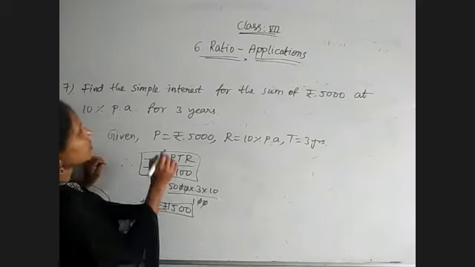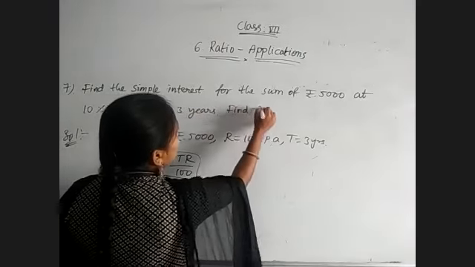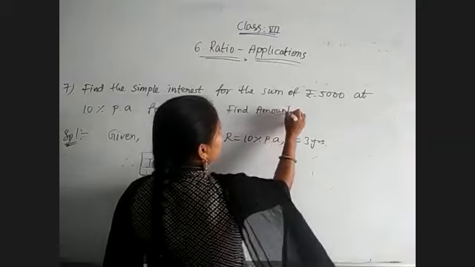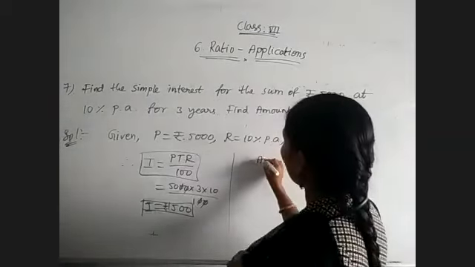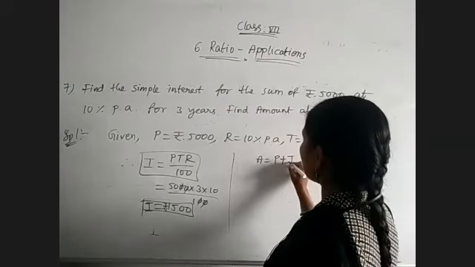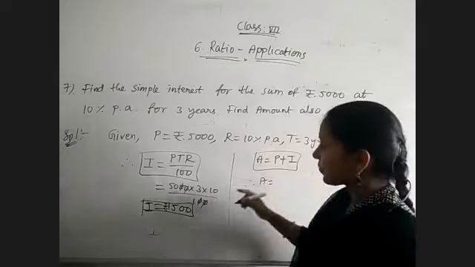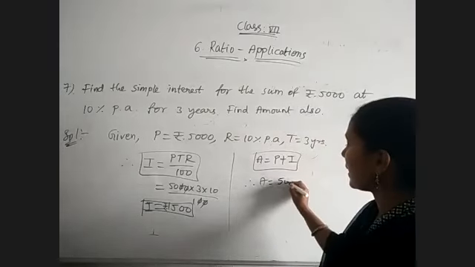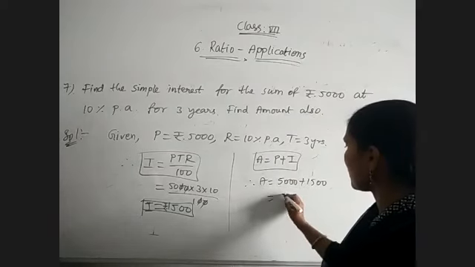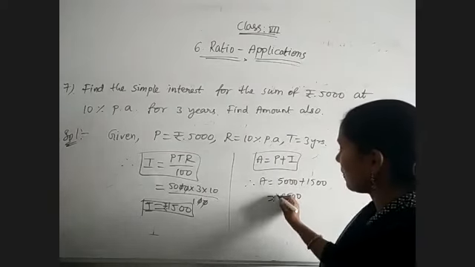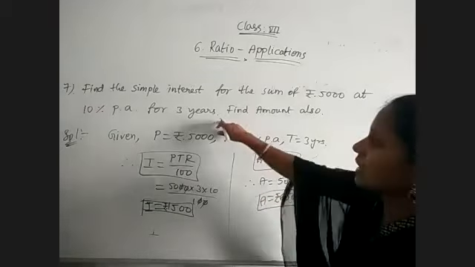If they are asking to find the amount also, suppose that, then we have the formula: amount is equal to principal plus interest. Therefore, amount will be equal to principal 5,000 and interest we got 1,500, which is equal to 6,500 rupees. That will be the amount he needs to pay after the 3 years.